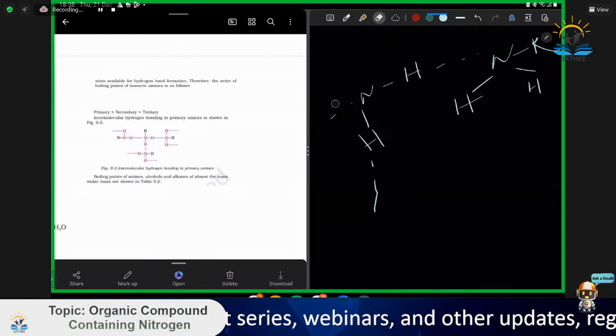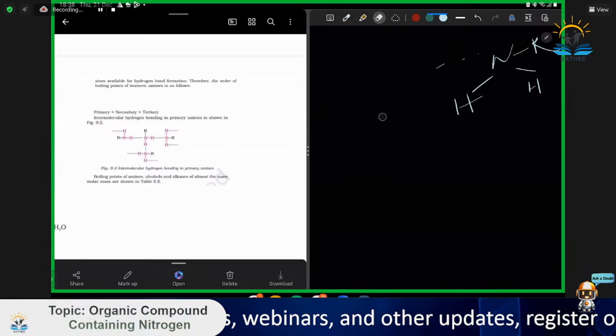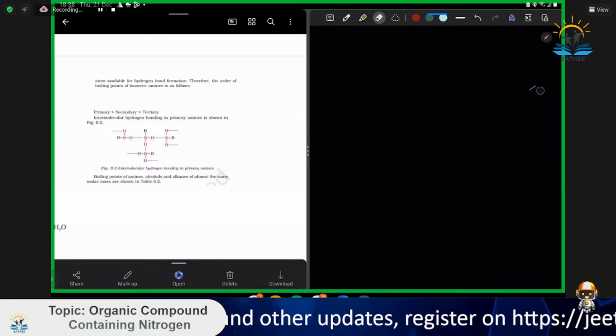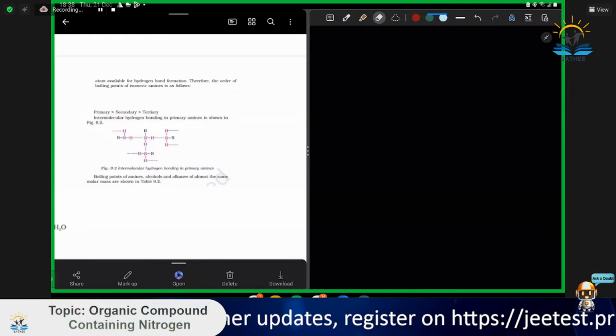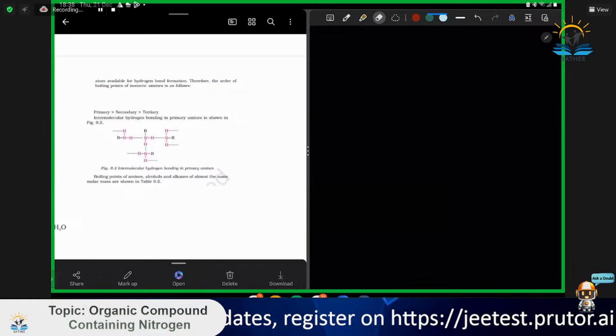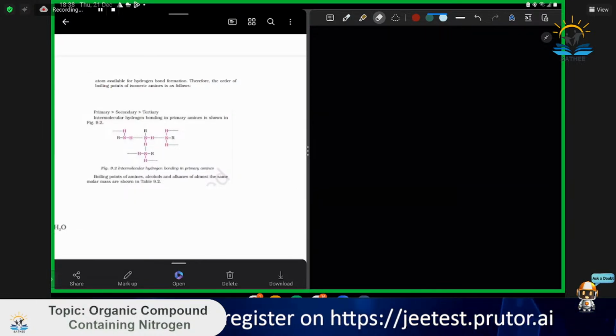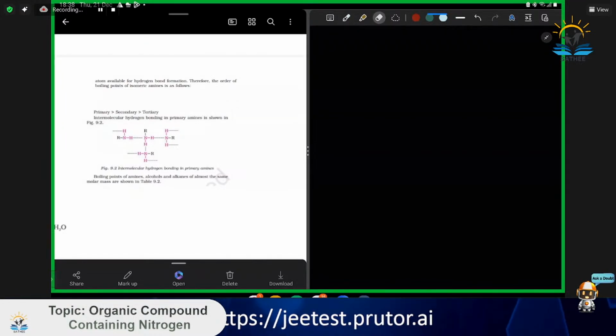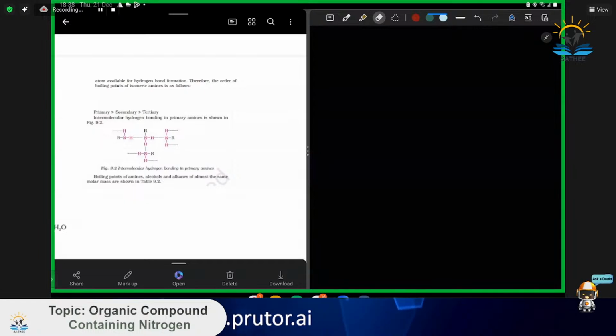So in primary amines it is like that, while in secondary and tertiary amines you have fewer intermolecular hydrogen bonds. If hydrogen bonding is higher, intermolecular hydrogen bonding is higher, the boiling point is higher. Boiling point is like primary greater than secondary greater than tertiary.